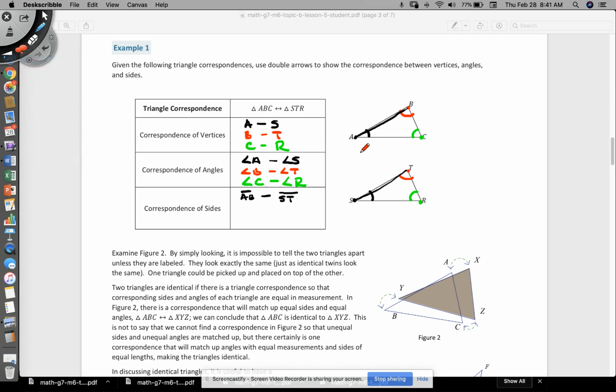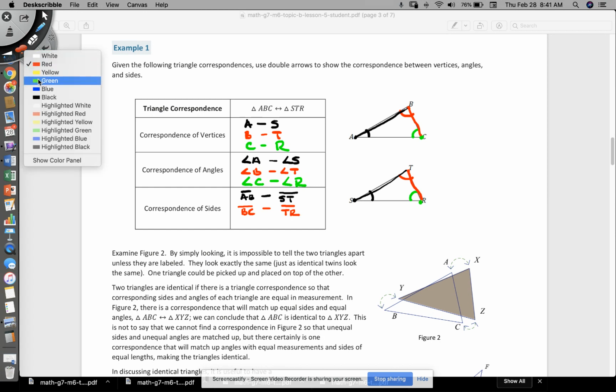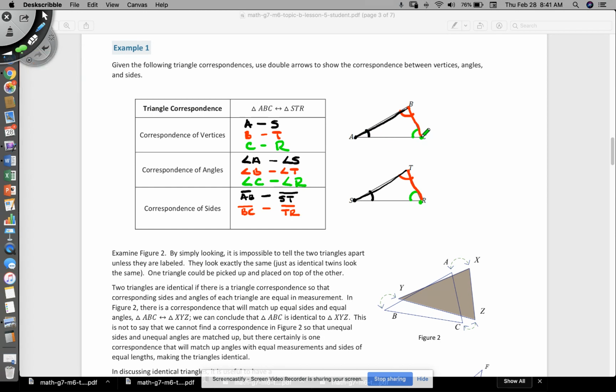All right, what about for B? We can say BC corresponds with TR. And you want to make sure you put your little line segments up above these. And then finally, we have CA corresponds with RS. And that's it. You're just identifying the correspondences.